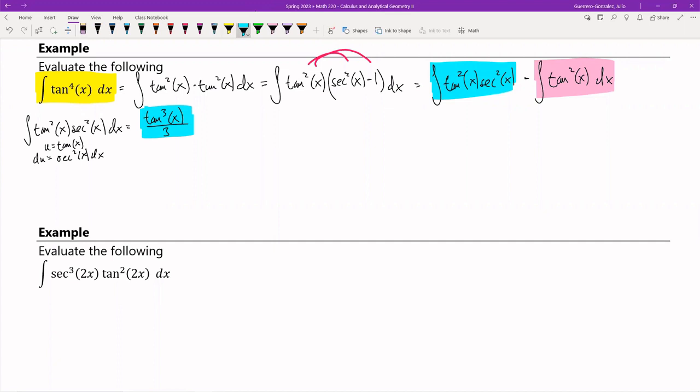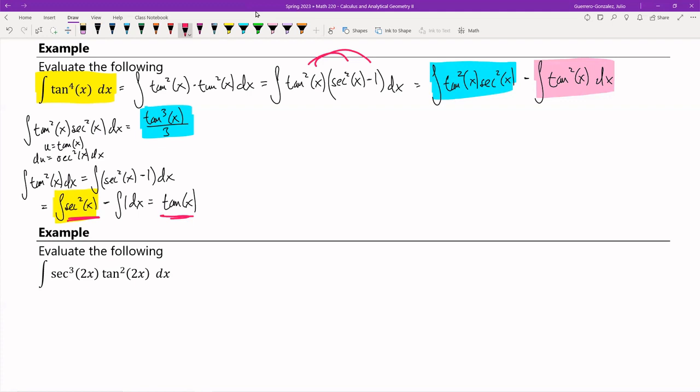Let's move on to the pink one. Integral of just tangent squared of x dx. So it turns out this one, we just need to do a trig identity for it. It's going to be also equal to secant squared x minus 1 dx, equal to the integral of secant squared x minus the integral of 1 dx. So now notice this, the integral of secant squared, that's just tangent. So if you guys remember your derivatives, the derivative of tangent is secant squared, so the backwards should be true. And then minus the integral of 1 dx, that's x, so minus x. We have our pink one.